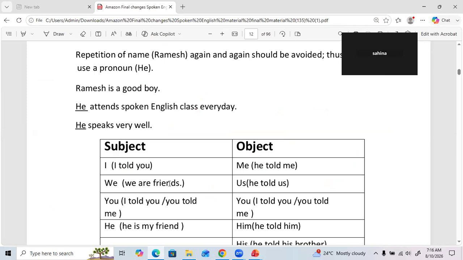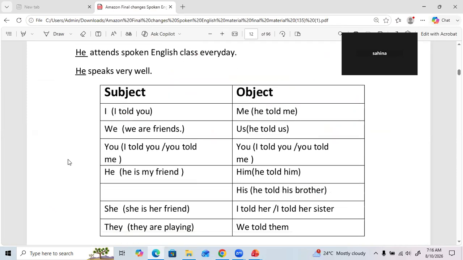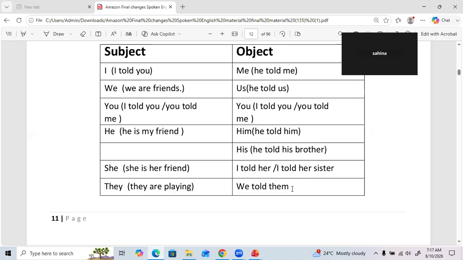In the same way, second one, we are friends. You should not say us are friends. It is he told us. Further, I told you, you told me. So you is one exception. Either you can use you on the subject side or you on the object side. He is my friend. In the same way, he told him. So him is always used on the object side. He told his brother, it is also on the object side. So one very important thing you need to remember is if it is on the subject side, you have to use only the subject form. If it is on the object side, you have to use only the object form. If you try to swap them, it will be quite a grammatical error.